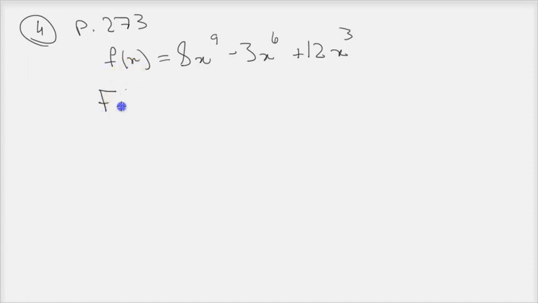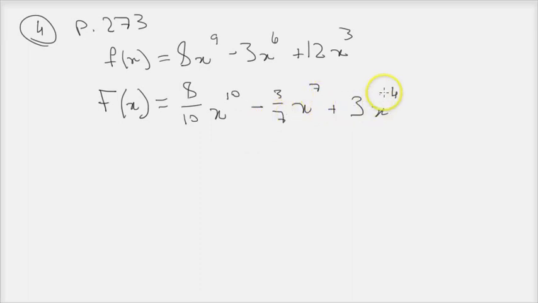So we've got capital F of x equals, and now you've got 9, add 1 to that, that's 10. And so then you've got 8 over 10 x to the 10th minus, add 1 to 6, that gives you x to the 7th, and then divide 3 by 7, plus that 3 is going to become a 4, adding 1 to it, 4, and then divide 12 by 4, you make that a 3. And then you have to add a c onto the end, remember, because there could be some constant out here.